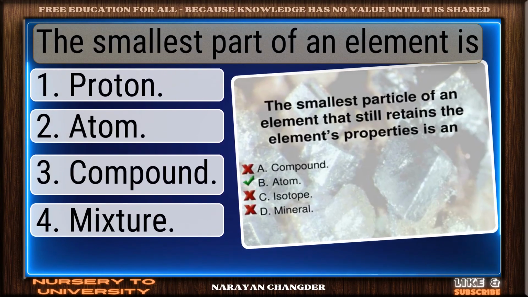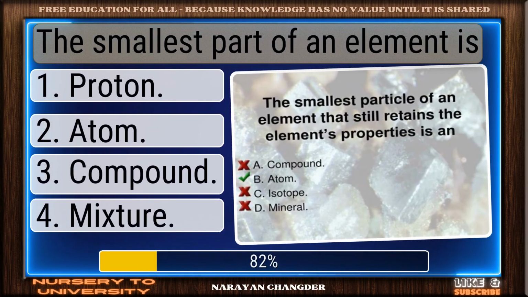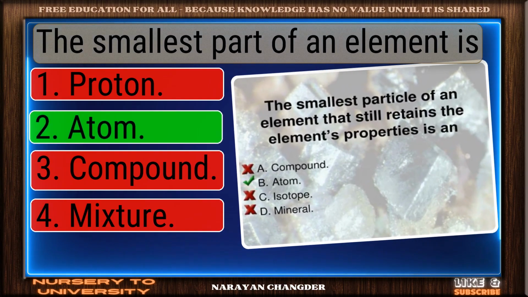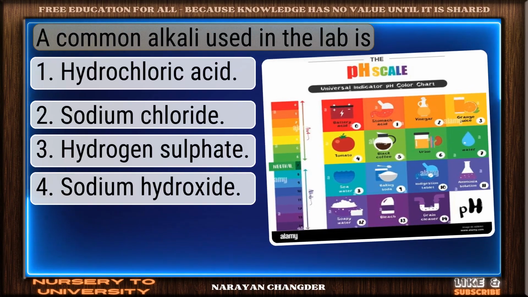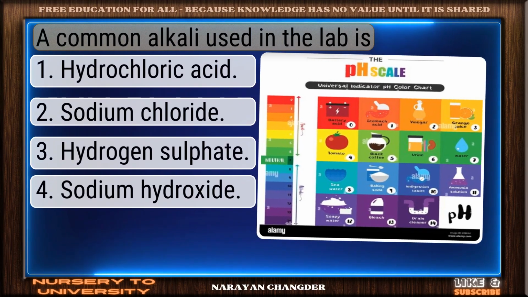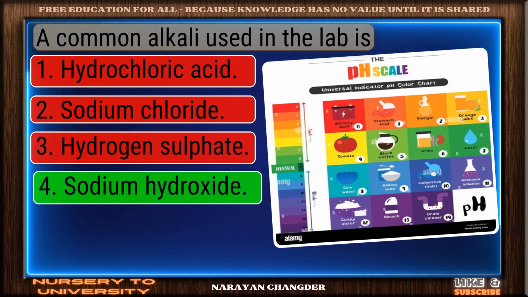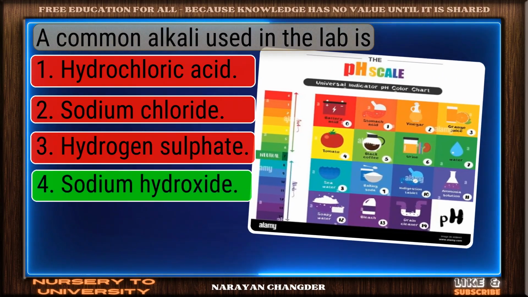Question number 99. The smallest part of an element is? You chose atom, and it is correct. Question number 100. A common alkali used in the lab is? Good thinking. Sodium hydroxide is the right answer.